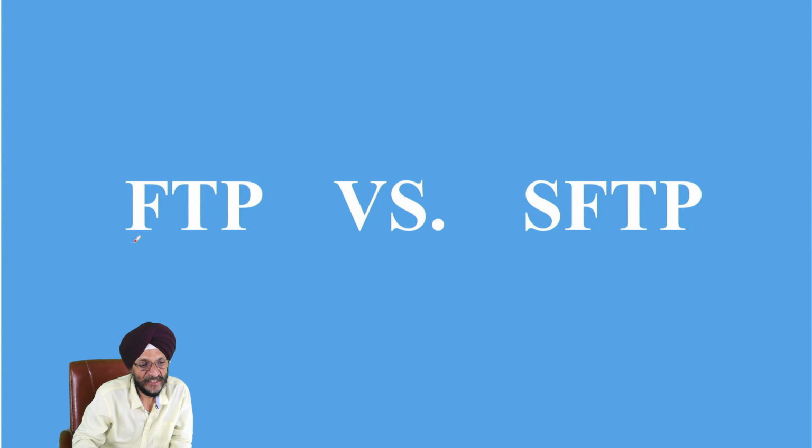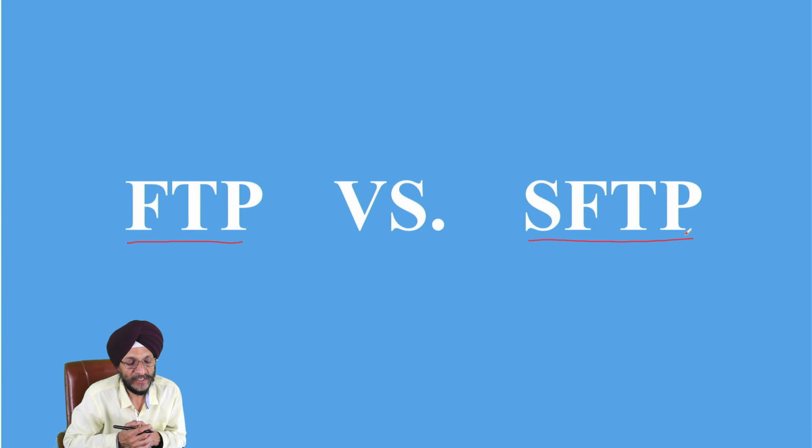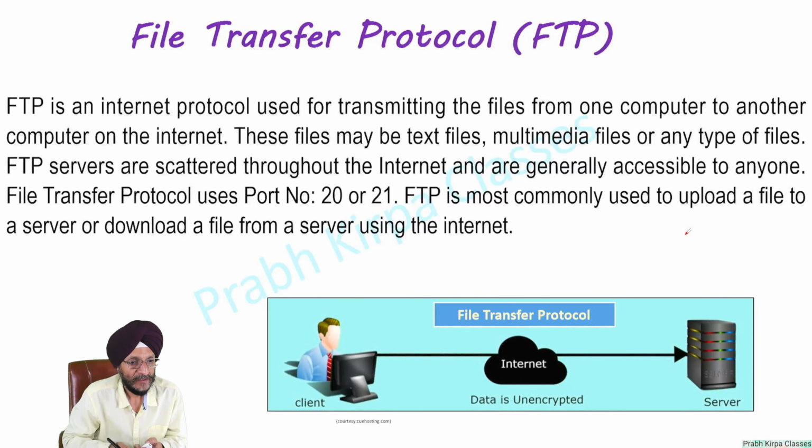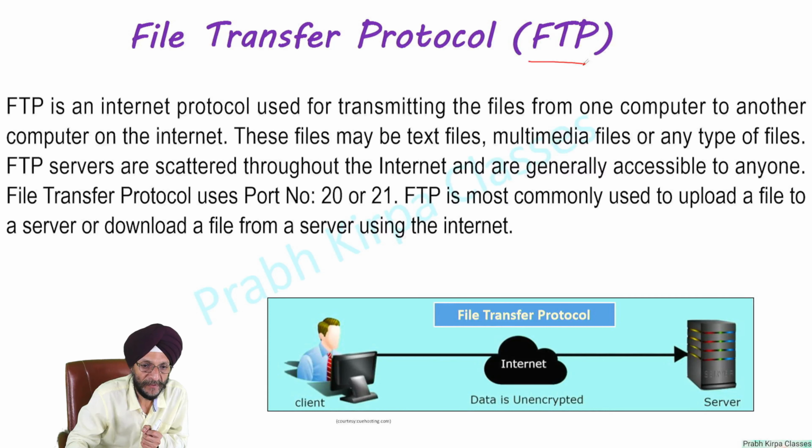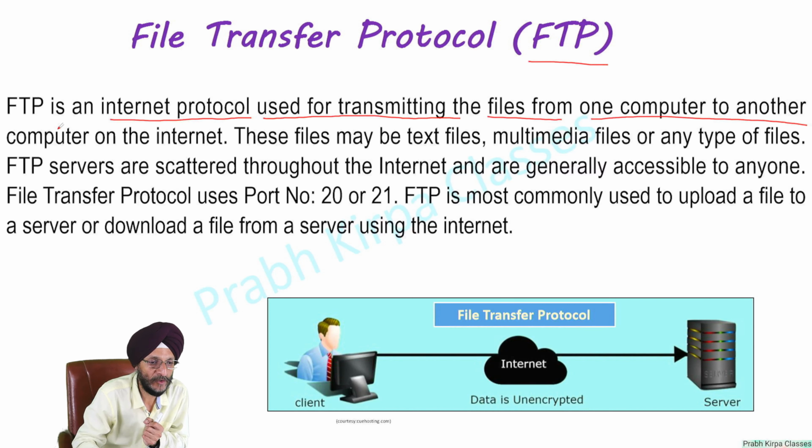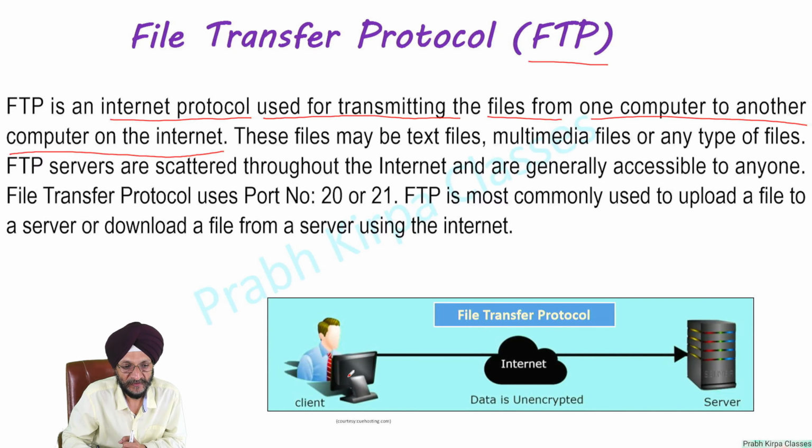Now we will understand the meaning of FTP and SFTP and also understand the difference between FTP and SFTP. First is File Transfer Protocol, also known as FTP. FTP is an internet protocol used for transmitting files from one computer to another on the internet. Here in this picture, you can see that files are being transferred on the internet using File Transfer Protocol.